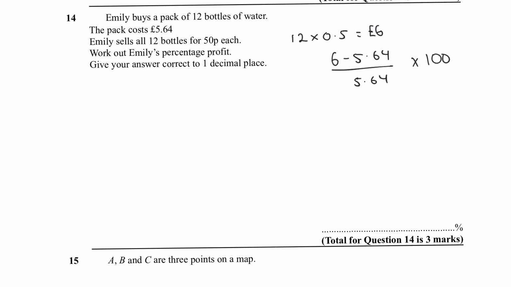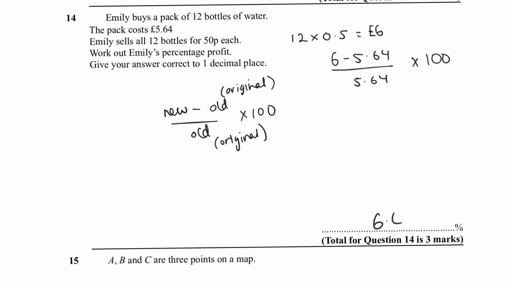So to always work out percentage change, it's your new value, take away your old value, over your old value, aka original value, times 100. So old or original. And that would leave you with an answer of 6.4 to 1 decimal place percent.